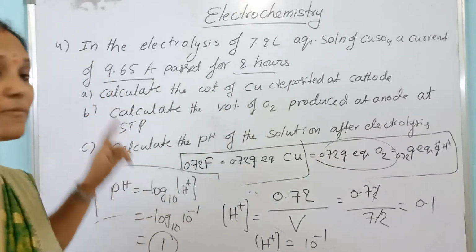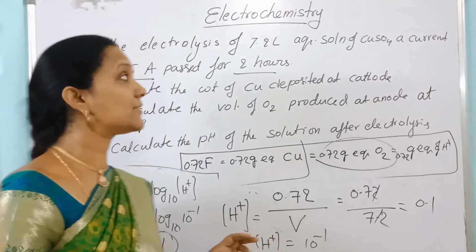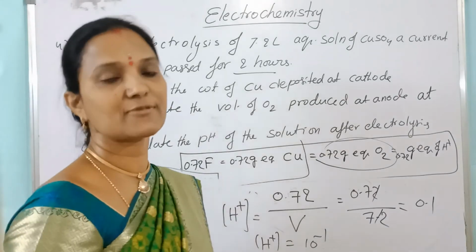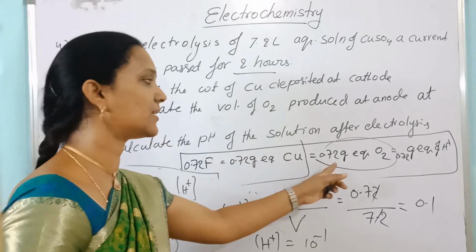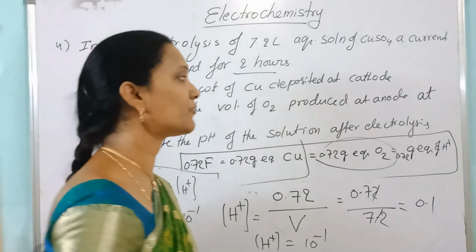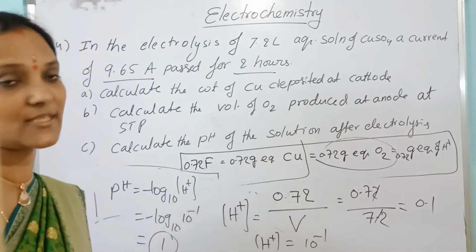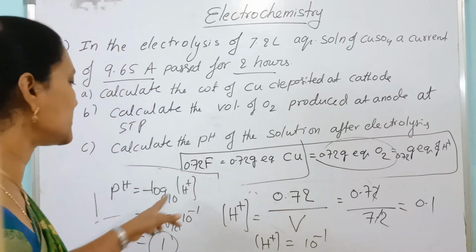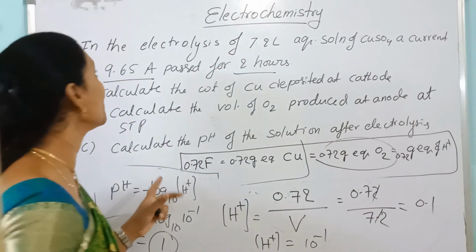So for the first one, W is equal to E into I into T by 96,500. Like that you can solve. Otherwise, first find the Faradays: how many Faradays passed? Then from that use this link to calculate. Next one is to calculate the volume of oxygen. 1 Faraday gives 5.6 liters of oxygen, then these Faradays give how much oxygen? And for the pH, just find how many gram equivalents we are getting. From that we can calculate the pH. This is about the fourth problem.